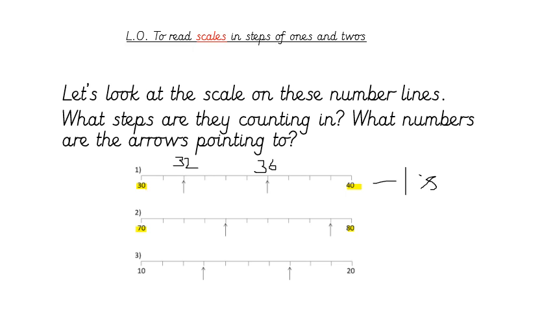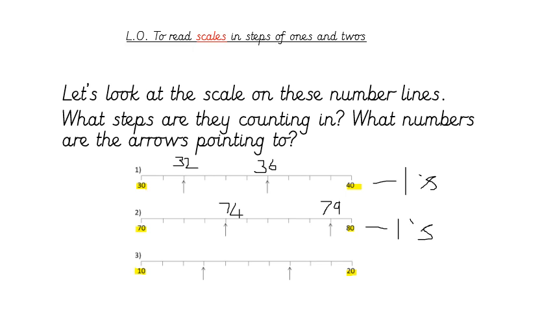71, 72, 73, 74, 75, 76, 77, 78, 79, 80. So this one also goes up in ones. So now we can work out what this first arrow is. So 71, 72, 73, 74. This time I'm going to count backwards because it's easier. 80, go backwards, 79. And the last one starts at 10 and it finishes at 20.